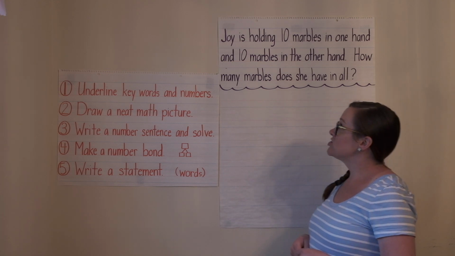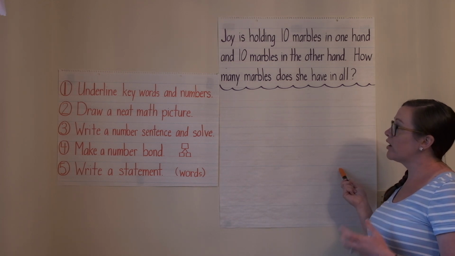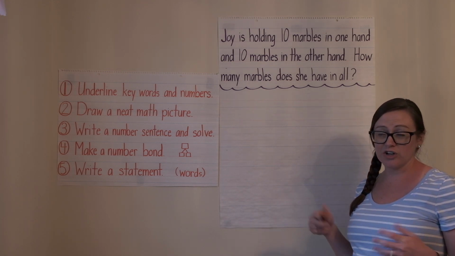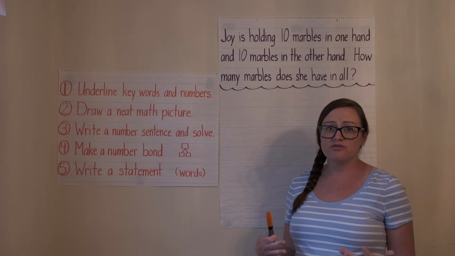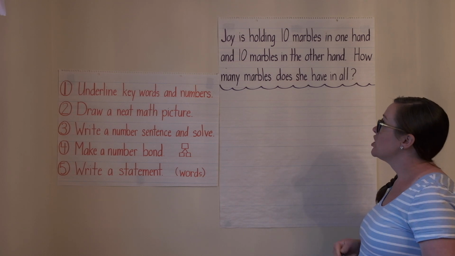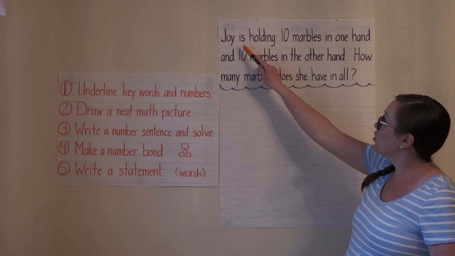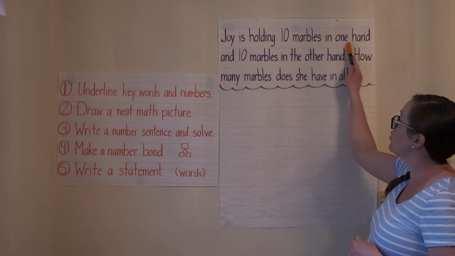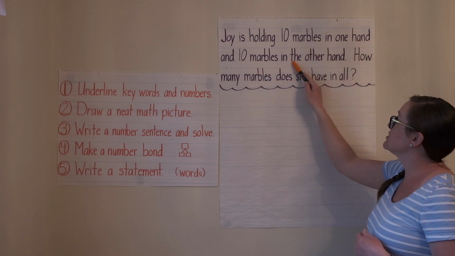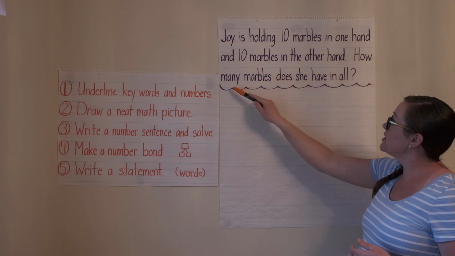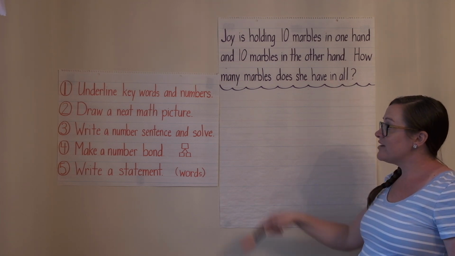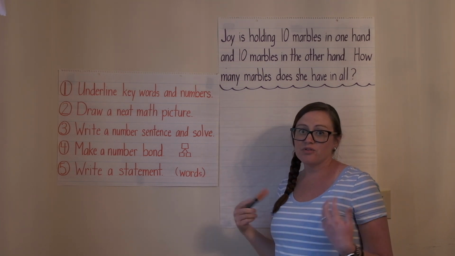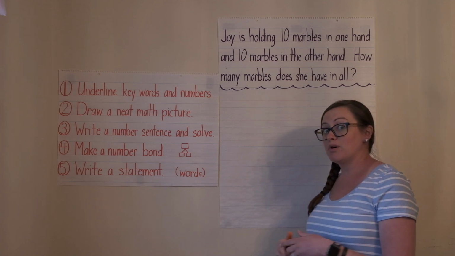So I actually took a word problem right from our workbook. It's actually the first word problem, just to show you the steps that we should focus on when we do this. So our story says, Joy is holding 10 marbles in one hand and 10 marbles in the other hand. How many marbles does she have in all? So I've written some steps here for you to remember what to do.